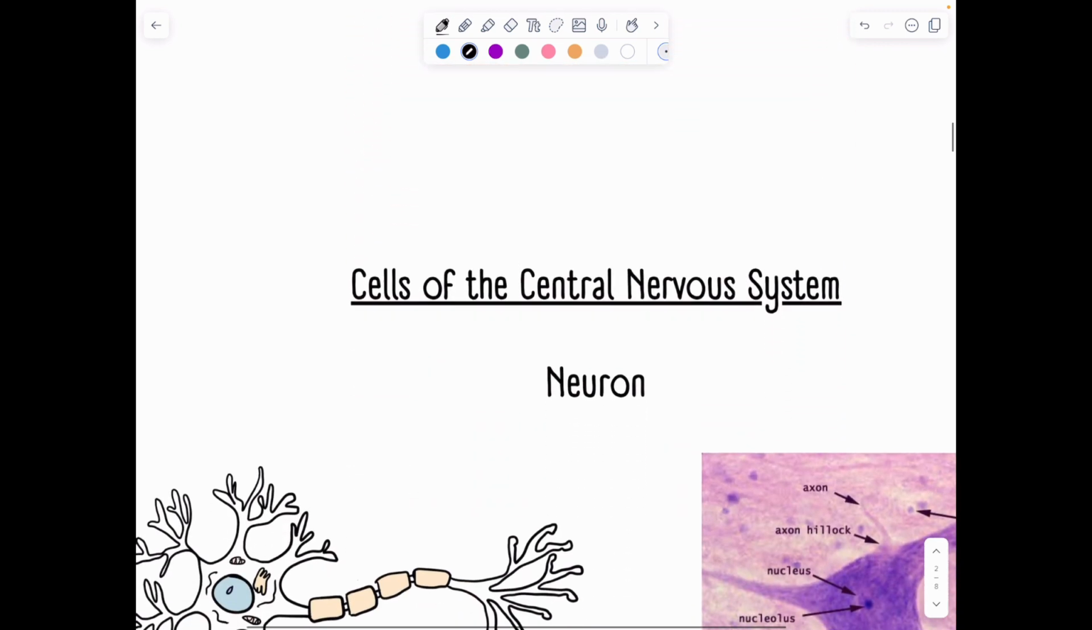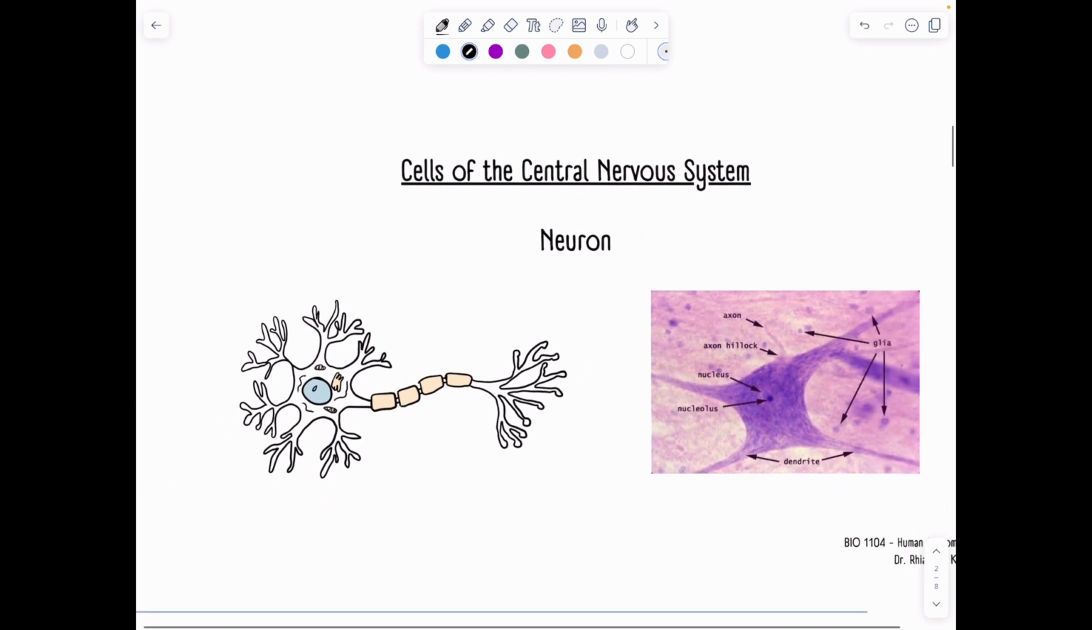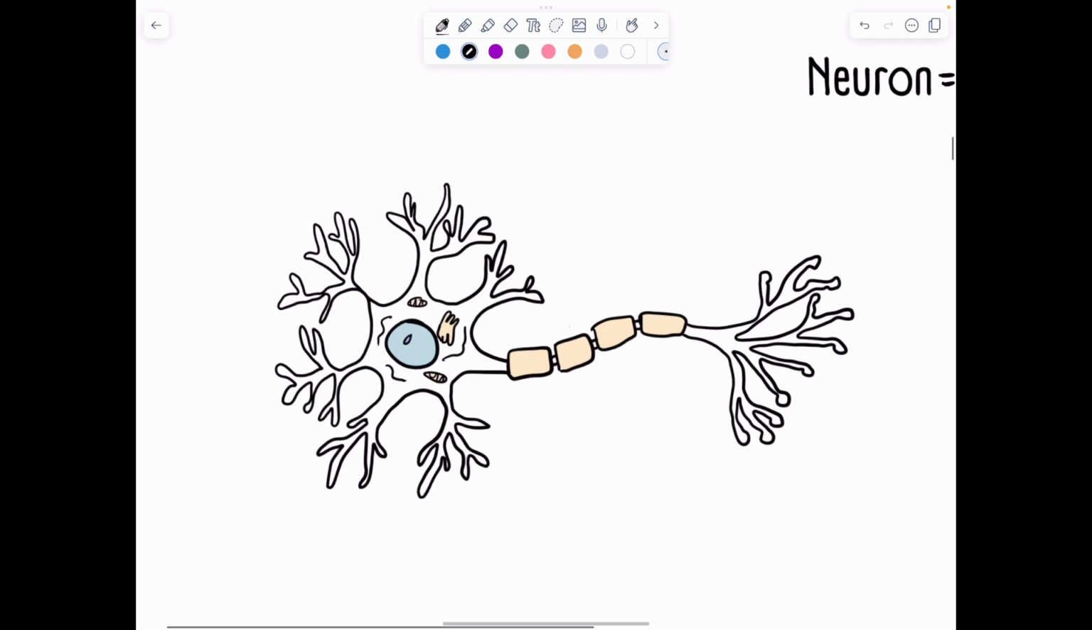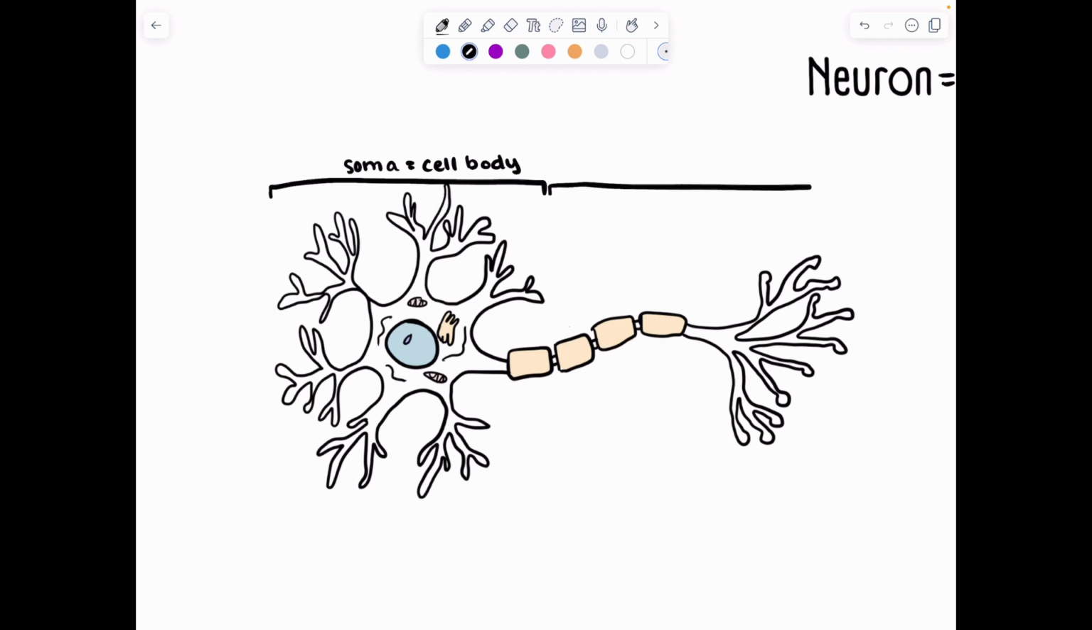So let's zoom in and look at the different cells of the central nervous system. There are 2 categories of cells. We have neurons, which are the main functional unit. So this is our functional unit of nervous tissue. And we have glial cells, which are the sidekicks or the helpers. We're going to talk about the glial cells in a second, but let's focus on the neuron first. So here's my little drawing of the neuron. We call this part right here the soma, which is the fancy way of saying cell body. And we call this part right here the axon.